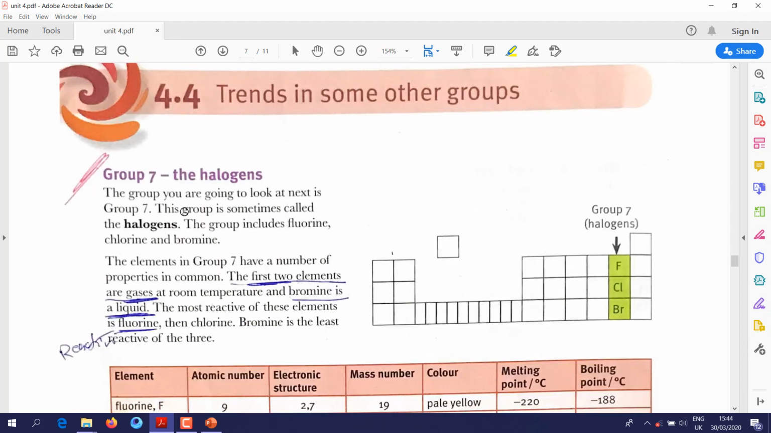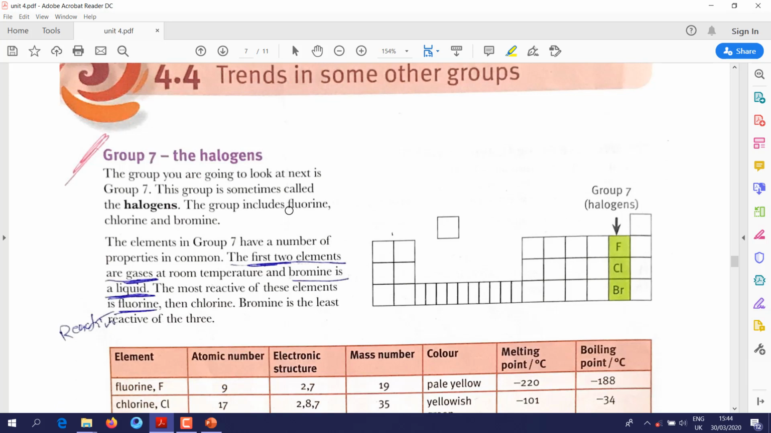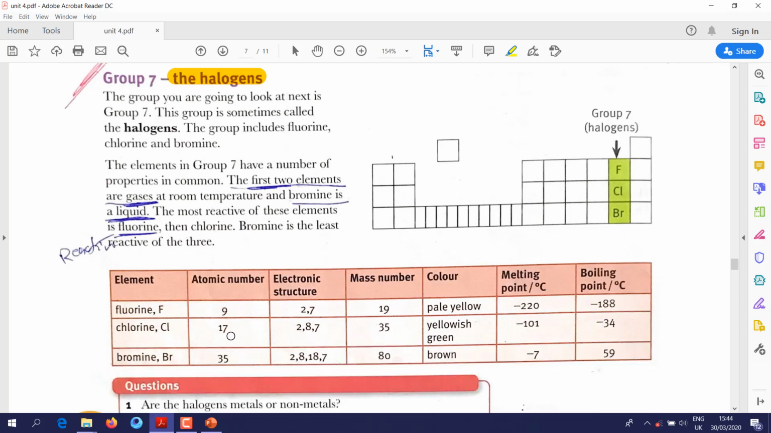Trends in some other groups. Group number 7, the name of it is halogens. Here, again, we have a table that shows the details. Examples of halogens: fluorine, chlorine, bromine. The atomic number of the first one is 9, then 17, 35. Again, what is happening? As we go down, the atomic number is increasing.